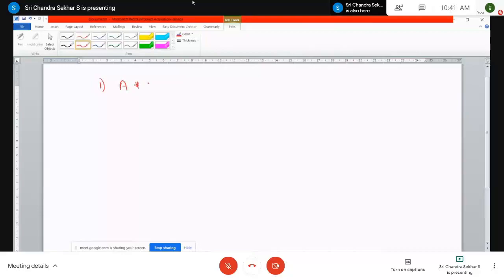What happens if there are two asterisk symbols in the expression? This is the example I am taking, A star B star C, which consists of two star symbols, that is asterisk symbols, and the algorithm goes like this. You have to take a stack S, with index 1 and index 2, right?